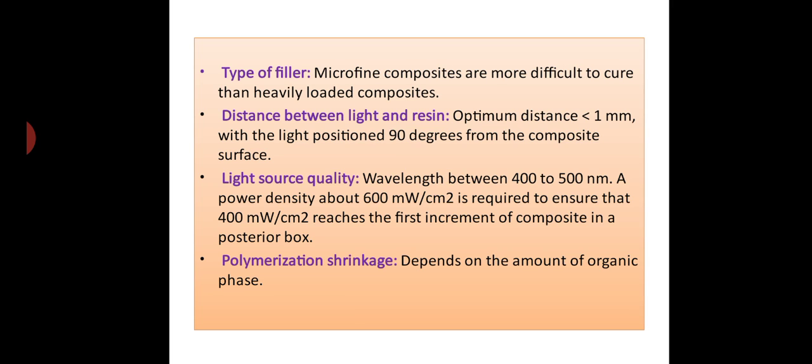Distance between light and resin: the optimum distance is less than 1 mm, with the light positioned 90 degrees from the composite surface. Light source quality: wavelength between 400 to 500 nanometers. A power density of about 600 milliwatts per centimeter square is required to ensure that 400 milliwatts per centimeter square reaches the first increment of the composite in the posterior box. Polymerization shrinkage depends on the amount of organic phase.